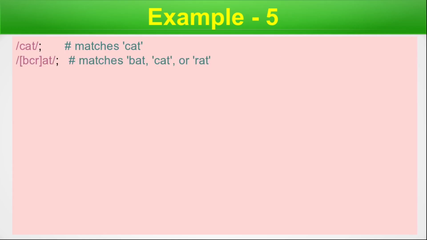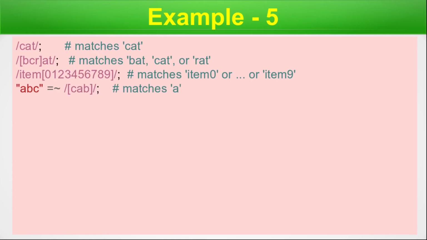Example 5. Slash cat slash matches cat. Then b, c, r within the angular bracket and then at, so it will match bat, cat or rat. Then item, then 0, 1, 2, 3, 4 and so on, and we proceed up to 9 and then we close the angular bracket. This matches item 0 or item 1 and then up to item 9. So you can understand how this angular bracket is used. What is the usage?